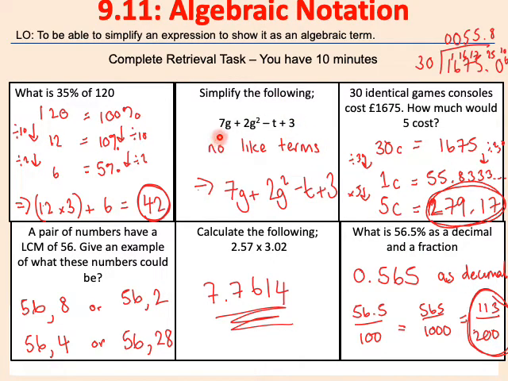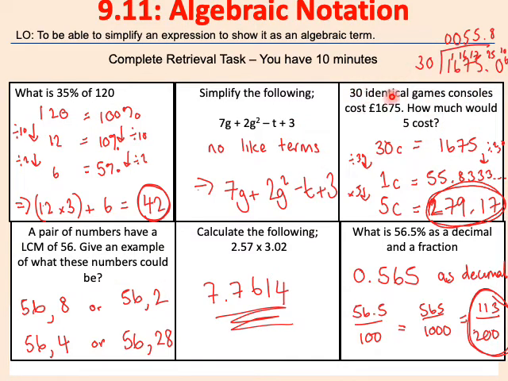Here we have 7g plus 2g squared minus t plus 3. So they want us to simplify it. So we have to look for like terms. So our base variable here is g. It's to the power of 1. So it is not like this term, because this has the variable of g again, except this is squared. Then we have a t variable, which doesn't show up again, and we have a constant of 3, so nothing can be combined together.